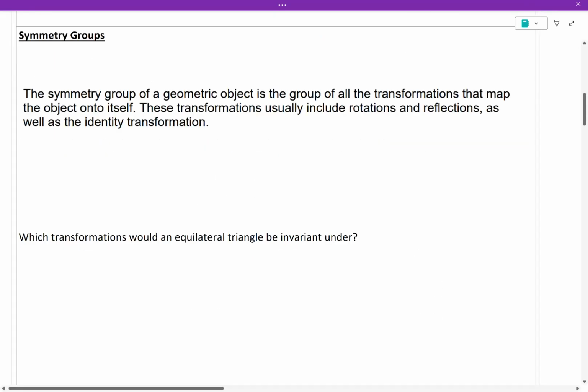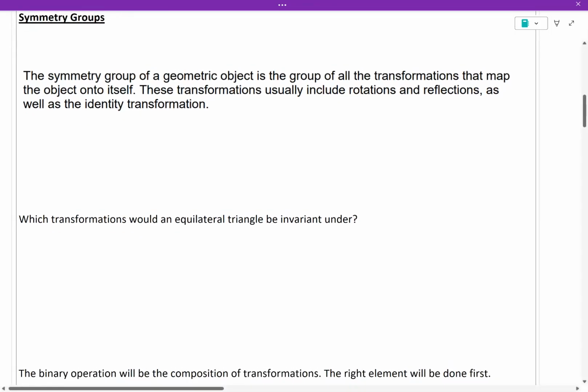Right, so what's the definition of a symmetry group? Well, the symmetry group of a geometric object is the group of all transformations that map the object onto itself. These transformations will usually include rotations and reflections, as well as the identity transformation. So let's consider the equilateral triangle, because that's a regular 3-sided shape, but we're going to mainly be considering the regular ones in this video. So which transformations would an equilateral triangle be invariant under? When we say invariant, we mean it will look exactly the same.